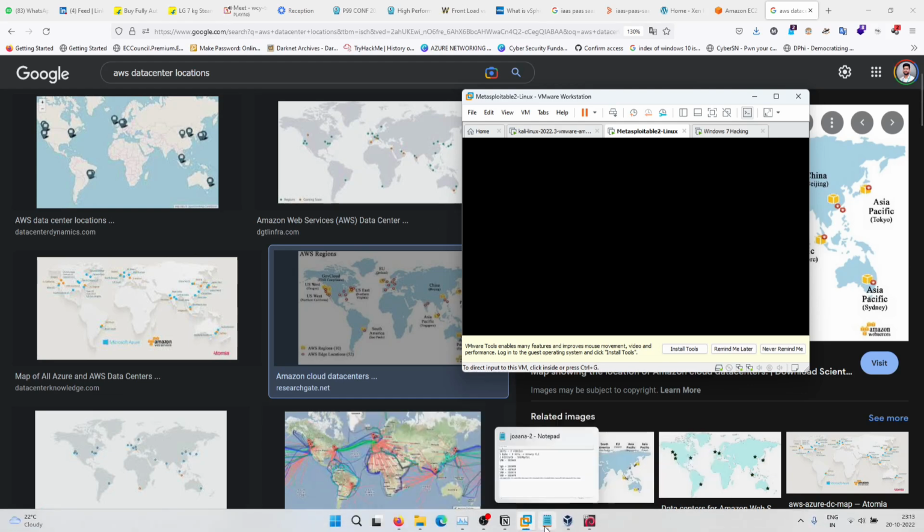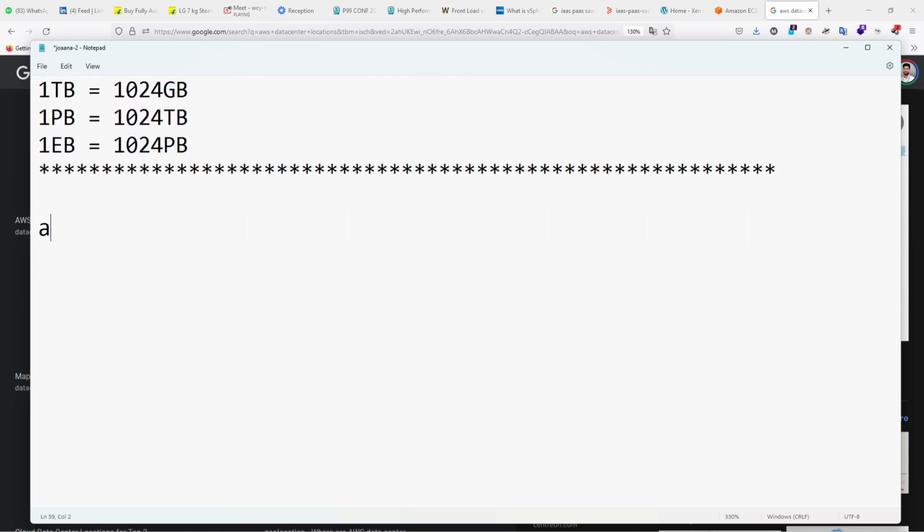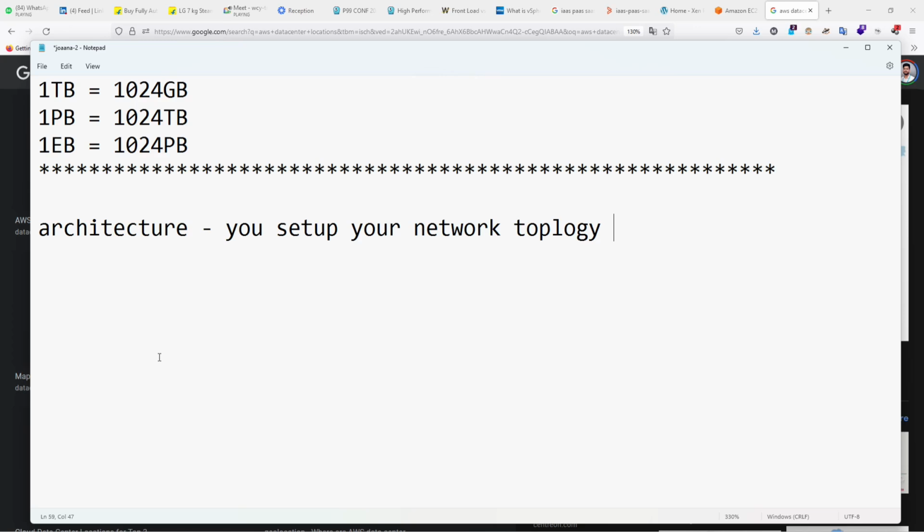Designing the structure is called the architecture design, particularly the whole network topology. So, network topology and the resources.